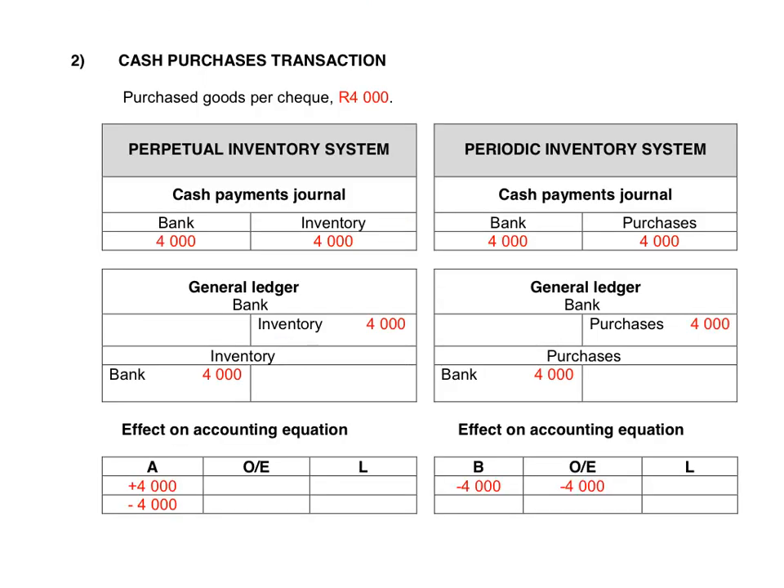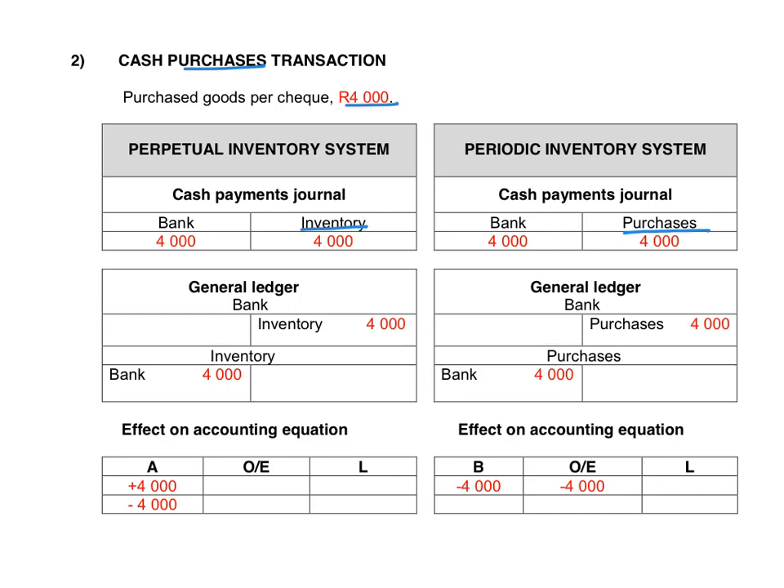We will pay attention to cash purchases transactions now. You purchase goods by check, 4,000. In the perpetual system, you will write the 4,000 in the inventory column because you want to show that the asset for inventory increases. In the periodic system, it will be entered in the purchases column because you are not allowed to use your inventory account.